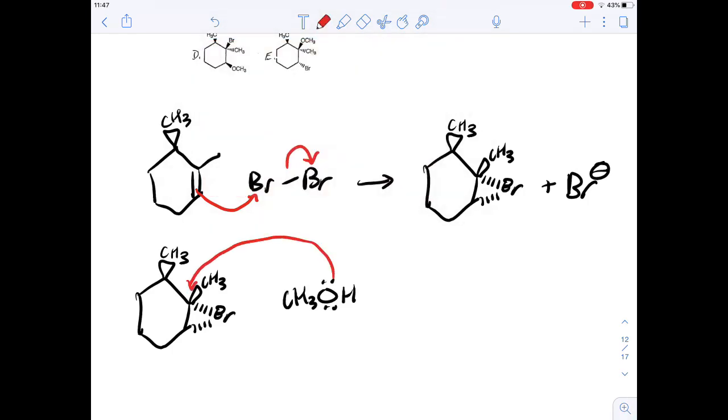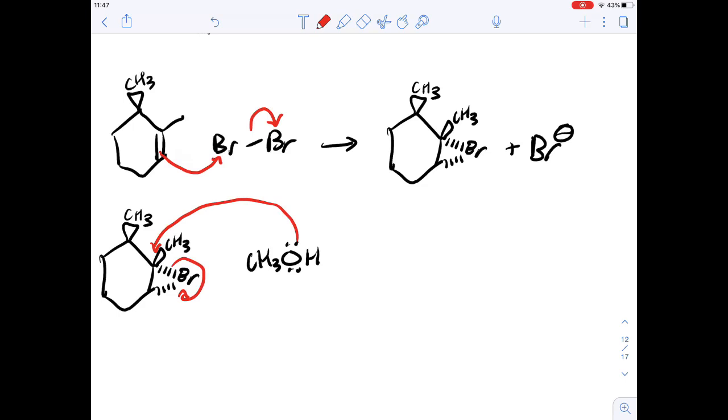So it's going to attack here, and it's going to push the CH3 down to a dash. Had the CH3 been on a dash already, it would push it to a wedge. So it's going to invert the stereochem of whatever is already on that carbon, and it's going to kick the Br off. Okay?